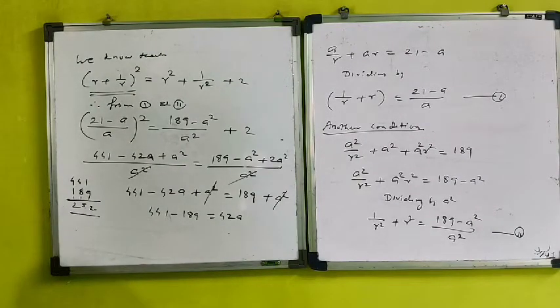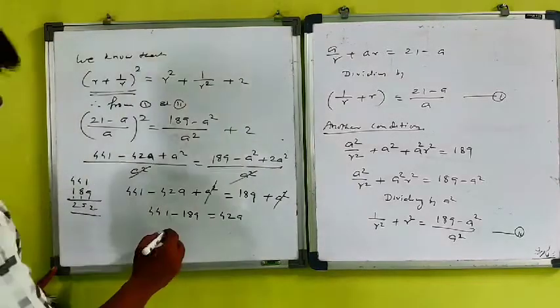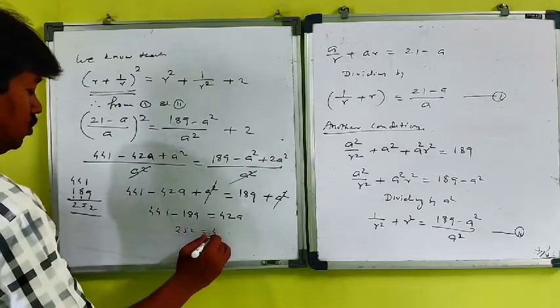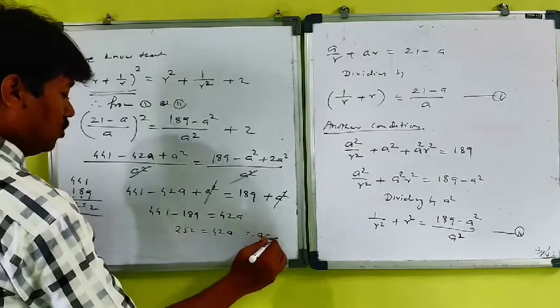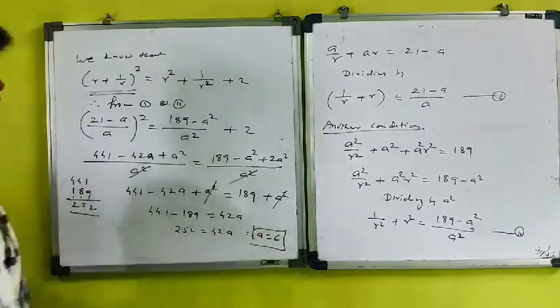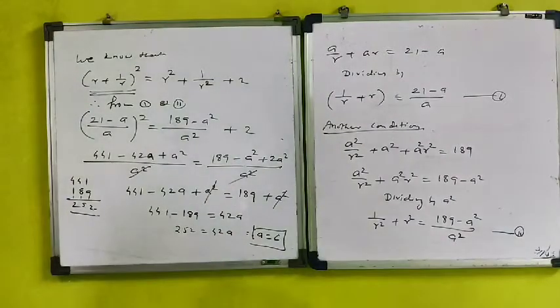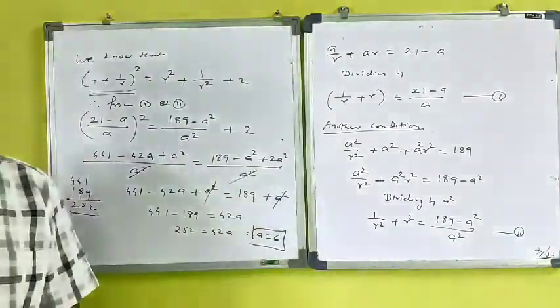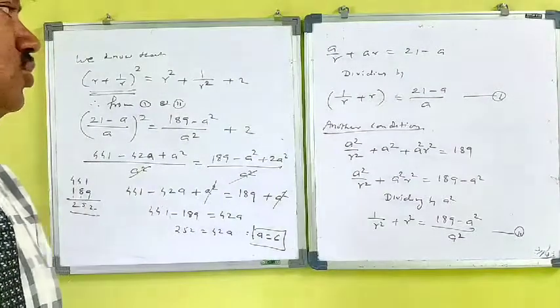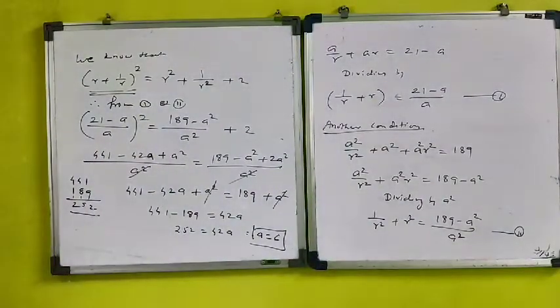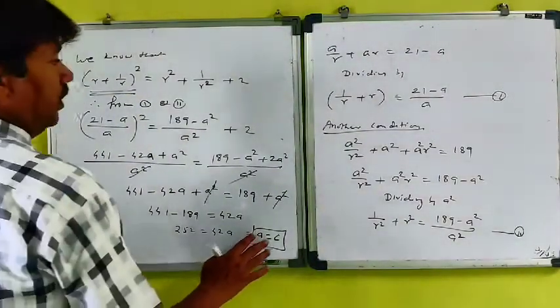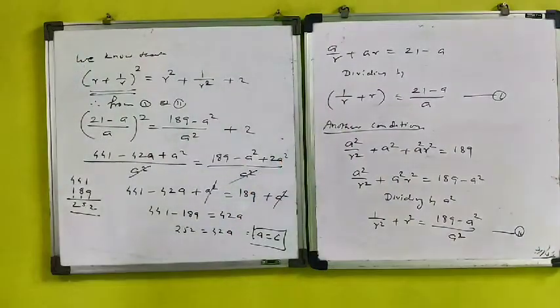252 divided by 42. Yes, so 252 is equal to 42a. So a is equal to 6, because 6 2s are 12, 6 4s are 24. So the answer is a equal to 6. So the question here is you have to find the terms first. Put that value in any one of the expressions here.